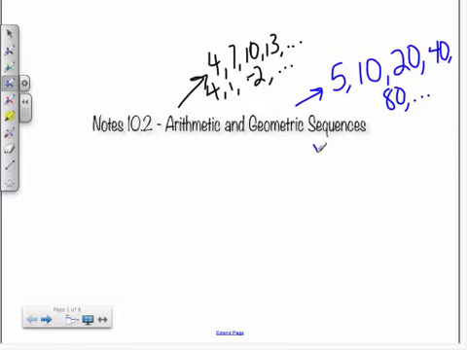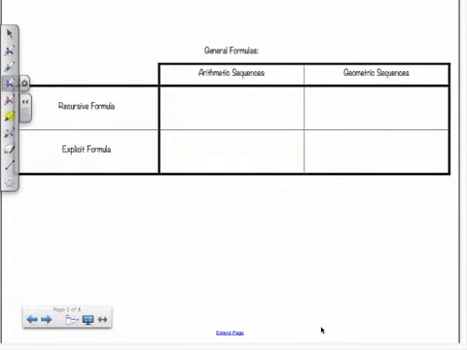Another example would be something like 8, 4, 2, 1, so on and so forth, because I am multiplying by the same number, which is a half, or you could say I'm just dividing by 2. So hopefully you understand the difference between arithmetic and geometric sequences. So like I promised you, it is going to get easier. This chart I think is going to be really helpful to you in order to figure out how to do arithmetic and geometric sequences. But you have to be able to identify what type of a sequence it is.